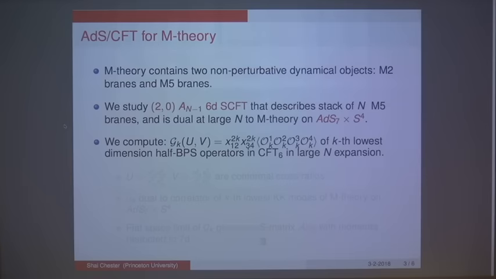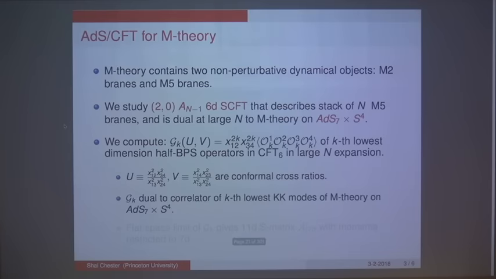The quantity we're going to compute is a 4-point function of half-BPS operators, where k denotes the kth lowest dimension. We strip off these position factors just so that we can write it as a function of the usual conformal cross ratios. According to AdS/CFT, this quantity G_k is dual to a correlator of the kth lowest KK modes of M-theory on AdS7 × S4. Finally, one can take the flat space limit of this 4-point function to recover the 11D S-matrix with the momentum restricted to 7 dimensions, which we denote by A with a subscript 7.